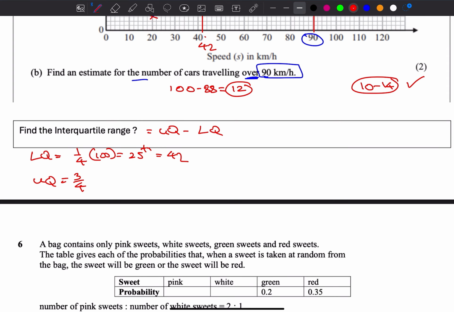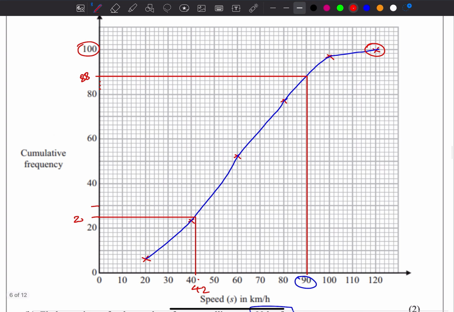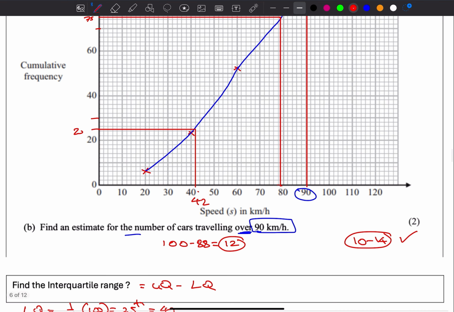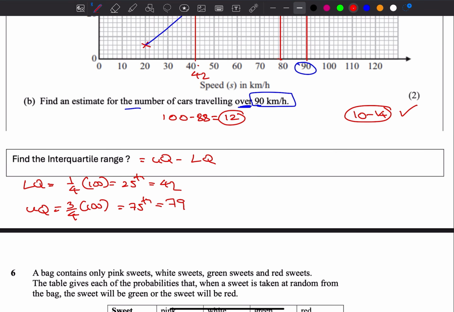Upper quartile is 3/4 of 100, which is the 75th value. You read the 75th. 75th is here. That's about 78, 79-ish. Interquartile range is upper quartile 79 take away lower quartile 42. So I'm getting about 37. So any answer between 35 to 39 is good. Okay. Next one.